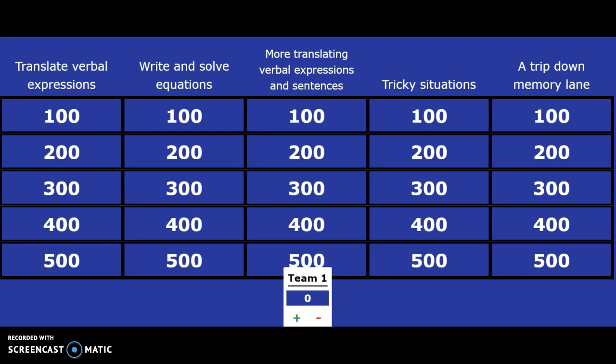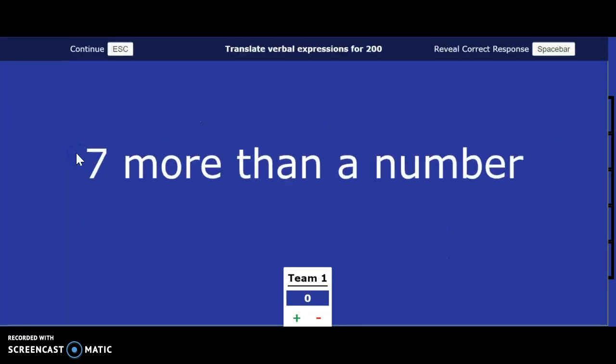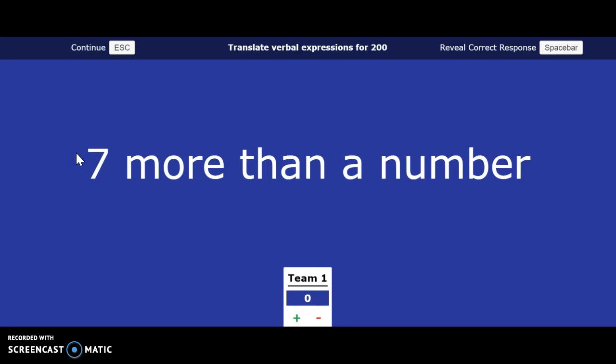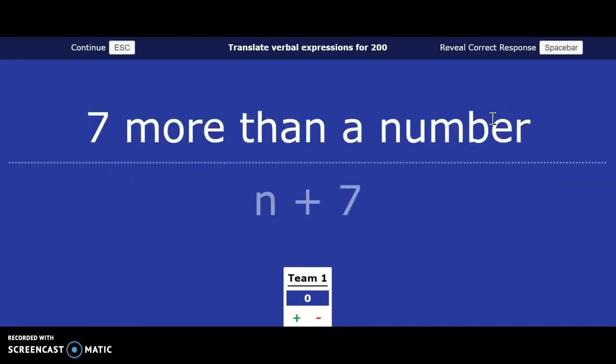So for example, translate verbal expressions for 200, 7 more than a number. I would say my answer out loud or in my head or on a piece of paper. And I can check my answer by clicking the space bar, which it clearly tells you in the directions on the top.